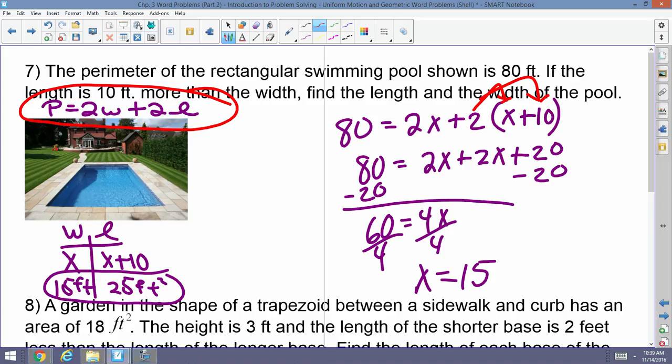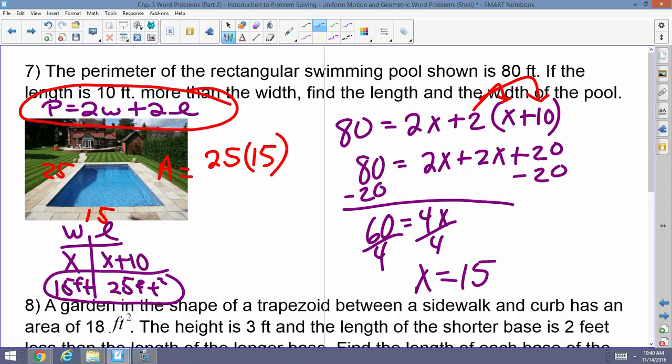Oh, now, very good follow-up there. The question was, would you be able to find the area now? Yeah, because now I know that I have 25 by 15. So if I wanted to find the area, it'd be 25 times 15. That'd be my area. Yes, sir.